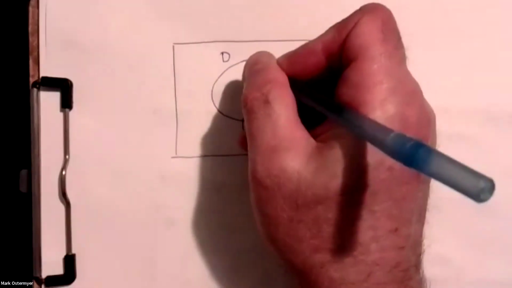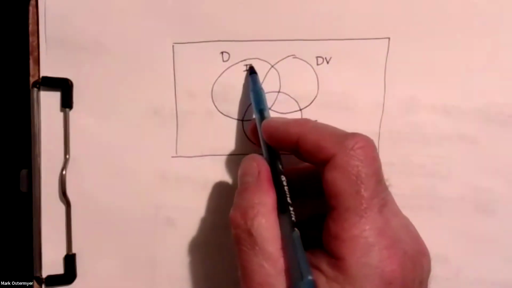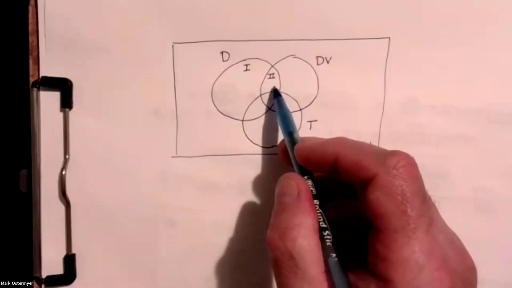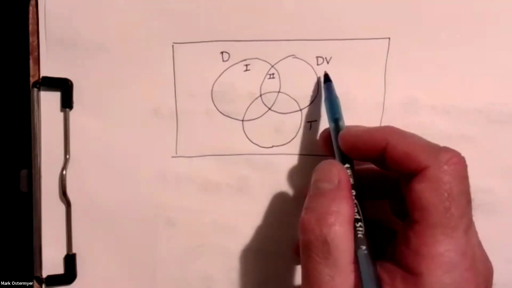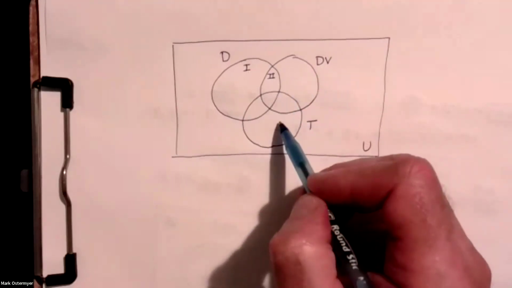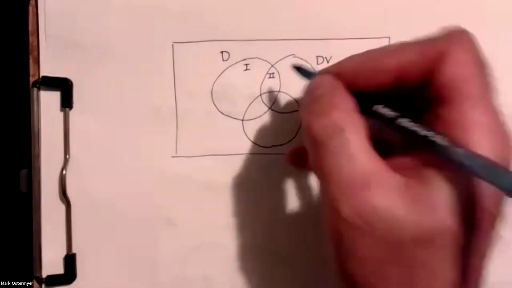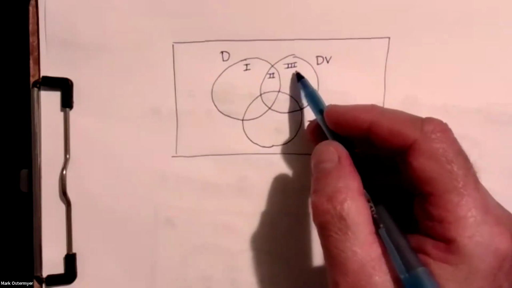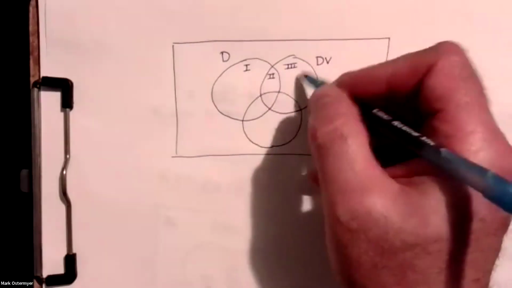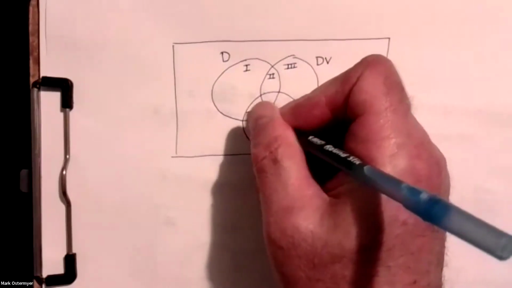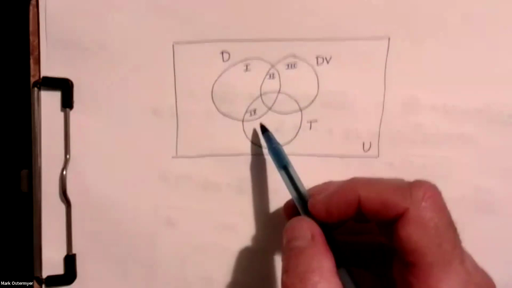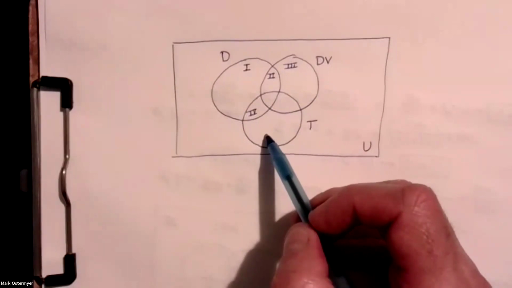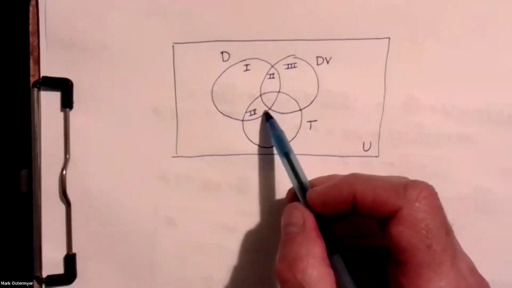I'm going to label the regions this way. Region one are those that had just drug offenses. Region two are those who have had drug offenses and domestic violence offenses, but not theft offenses, correct? Region three are those that just had domestic violence offenses. Region four is the number of inmates that had drug offenses and theft offenses, but not domestic violence offenses.